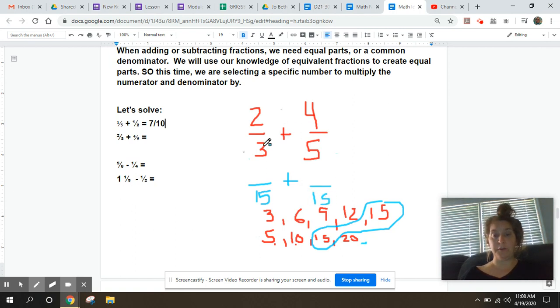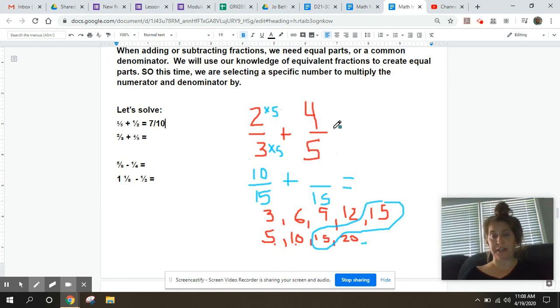And remember, using equivalent fractions, we got to multiply the numerator and the denominator by the same number. So if I go down here in my 3s, how many 3s did it take to get to 15? 1, 2, 3, 4, 5. So we're going to multiply this by 5/5, or numerator by 5, denominator by 5. 2 times 5 is 10, and 3 times 5 we already know because down here is 15. And then we have 4/5. So how many 5s did it take to get to 15?